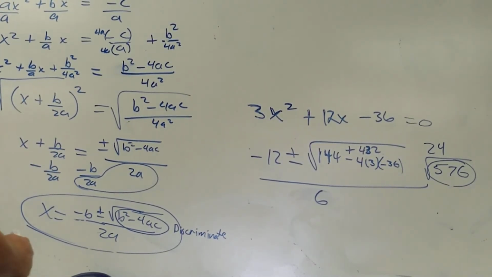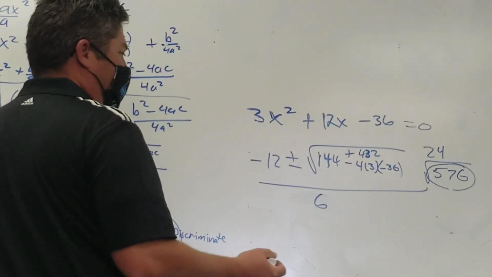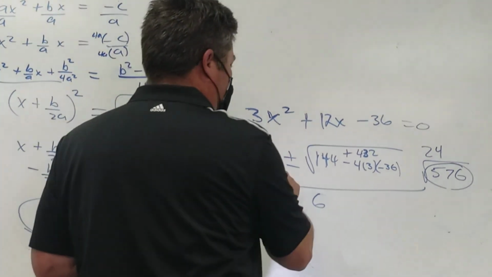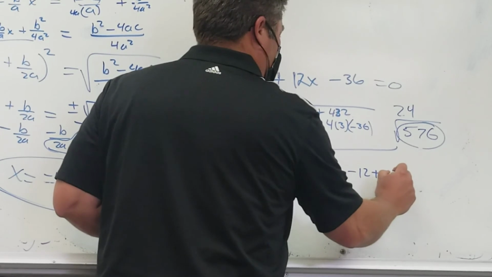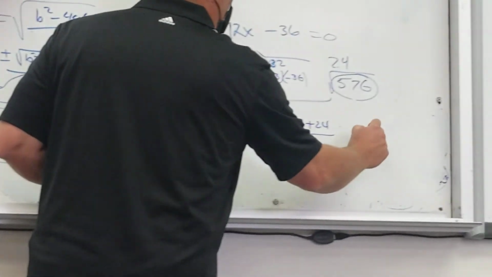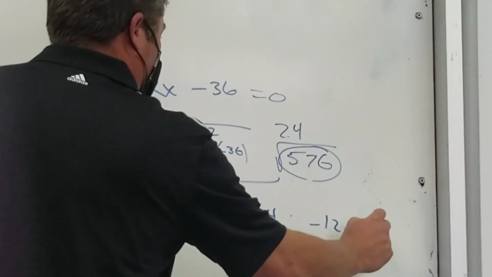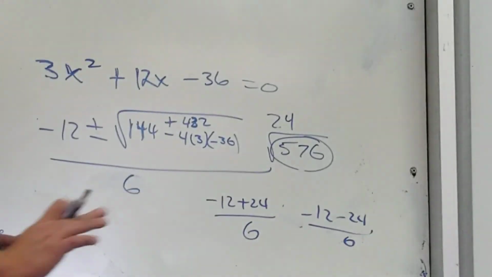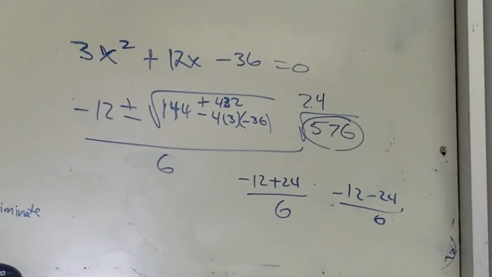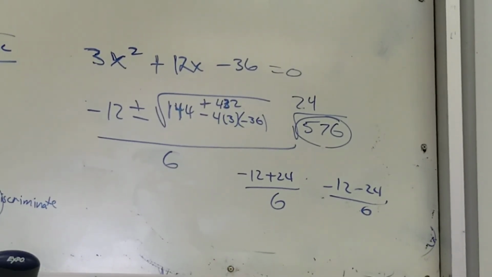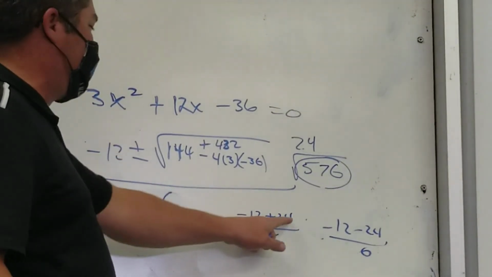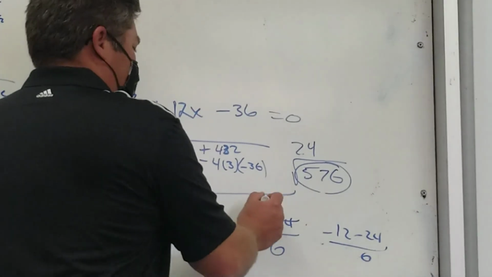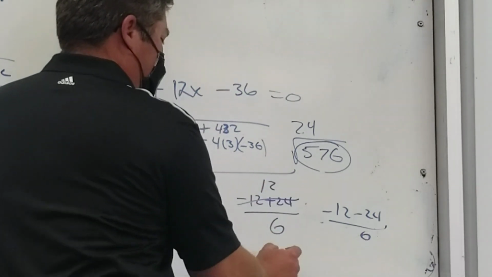All right. Okay. Now what? Well, now I do the math. I do negative 12 plus 24 over 6, and negative 12 minus 24 over 6. These will not be exactly opposite. A lot of kids think that if they do the first one, they got the second one. That's not how it works. What's negative 12 plus 24? 12. 12 over 6 is 2.